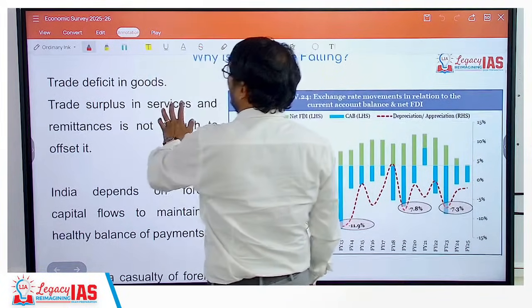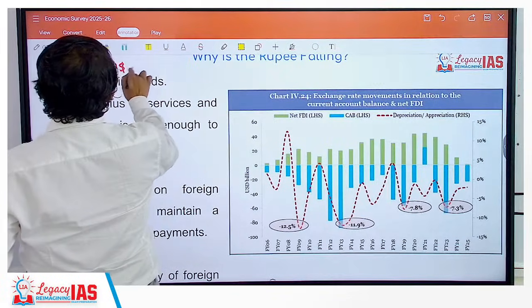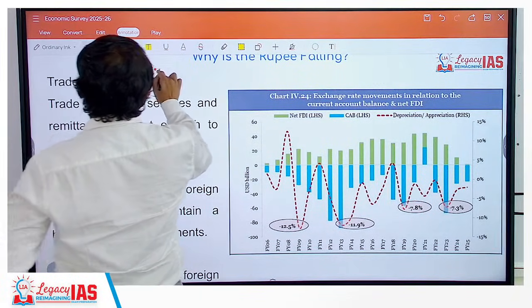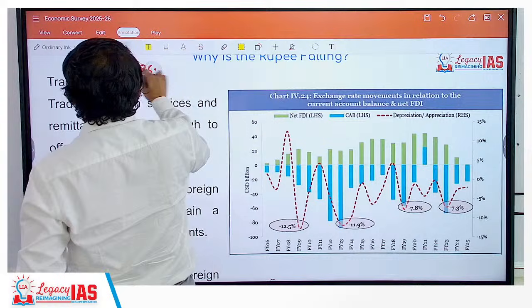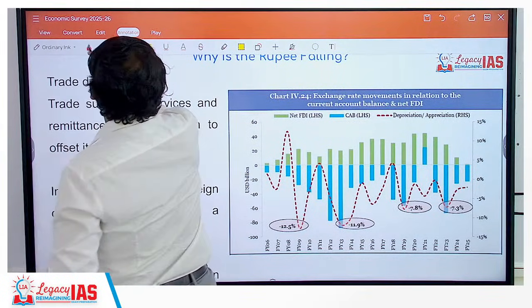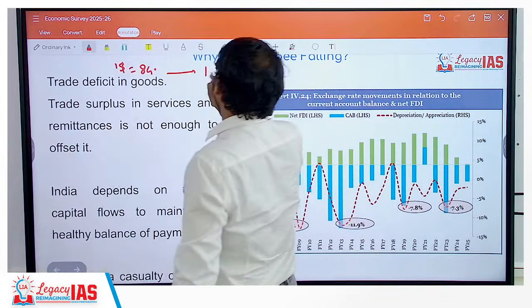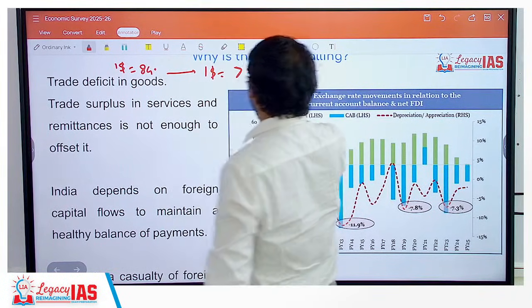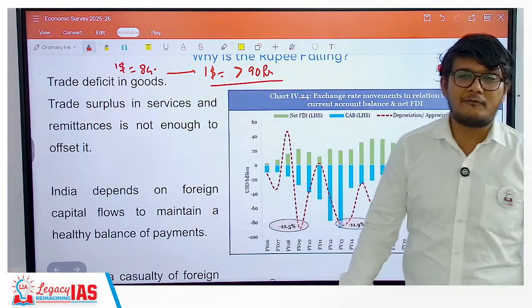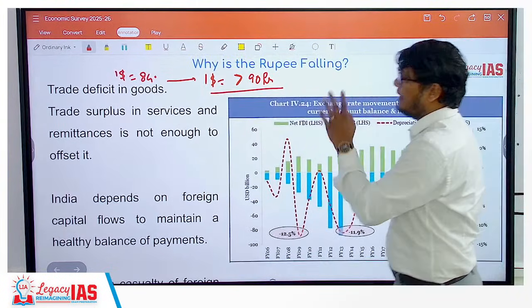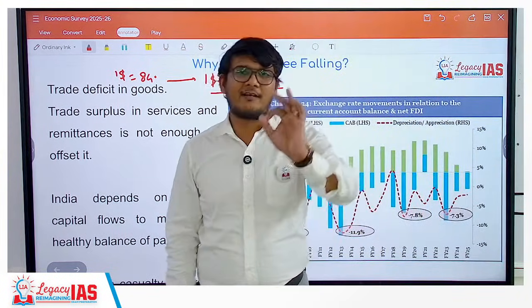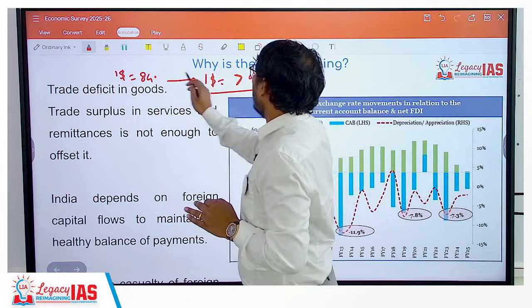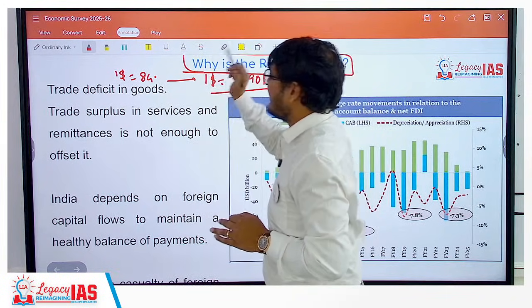I'll give you the data quickly again here. So $1, which was around 84 rupees, got changed into $1 equal to, or you can say more than 90 rupees. So that's a huge amount of depreciation that we are talking about within a year. So the economic survey explains the reason for this depreciation.